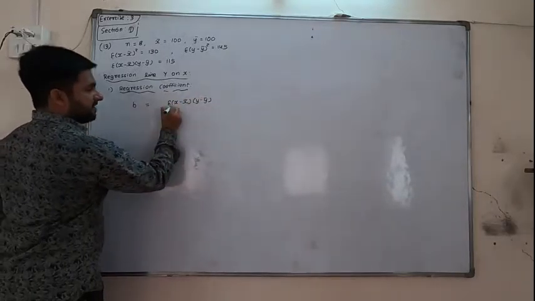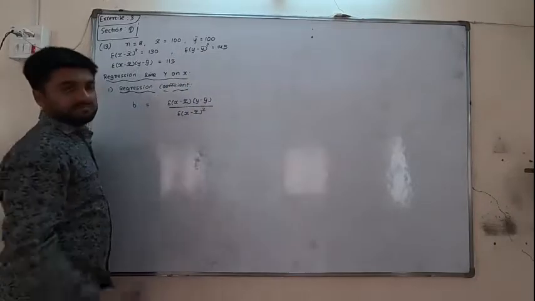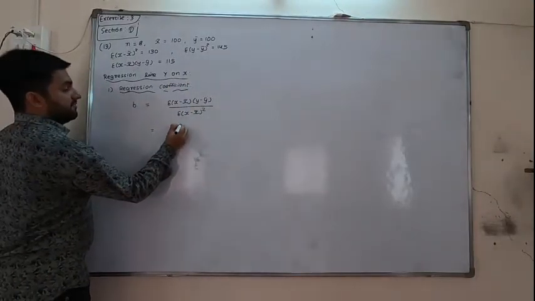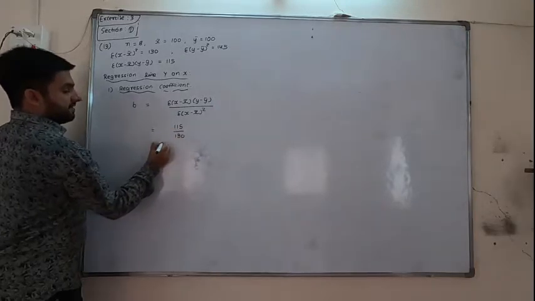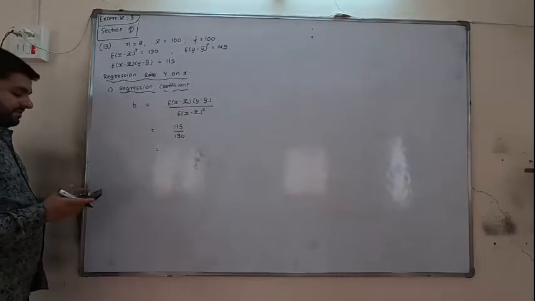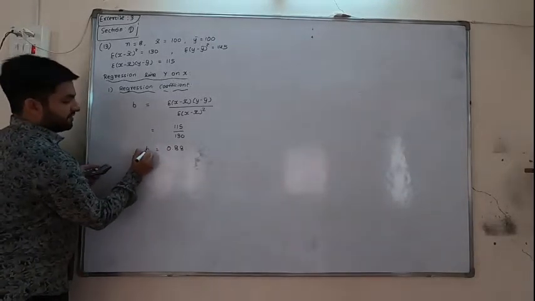Now the formula of b should not be misused. Sigma x minus x bar, y minus y bar divided by sigma x minus x bar square, not this. Okay, remember. So 115 divided by 130, 115 divided by 130, 0.884, so 0.88.